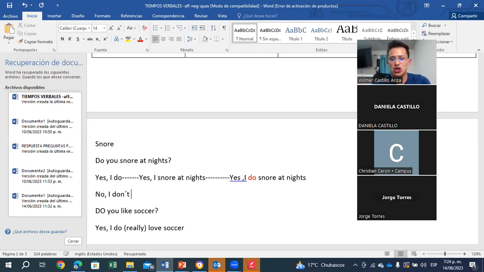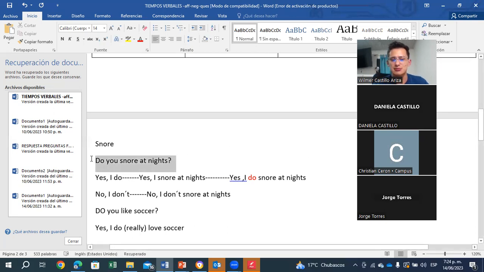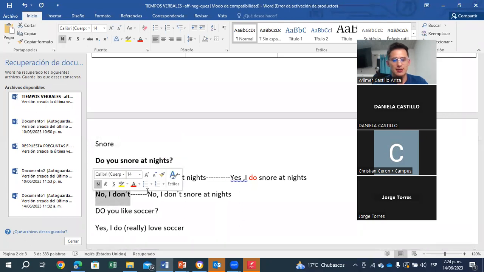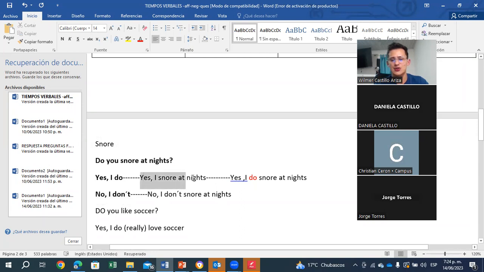So here we have no, I don't, or I do not. You know, that's a short answer. Or no, I don't. Yeah, I don't snore at night. I mean, this is the simple present. This is the short way, and here we have the long answers. Okay. Eso es el presente simple prácticamente, formas cortas, formas largas.